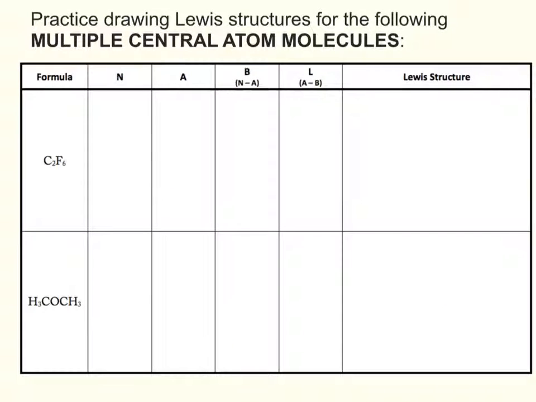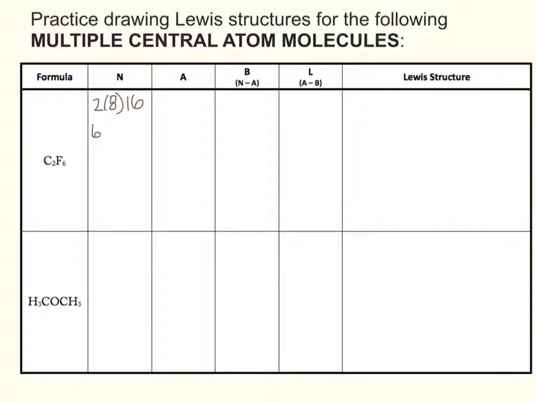When drawing Lewis structures for multiple central atom molecules, we're going to see that there is more than one atom that comprises the central atoms. We will do the math, so we'll calculate N, A, B, and L the same way as we have been doing. There are 2 atoms of carbon. Carbon needs 8. That gives us 16 electrons for carbon.